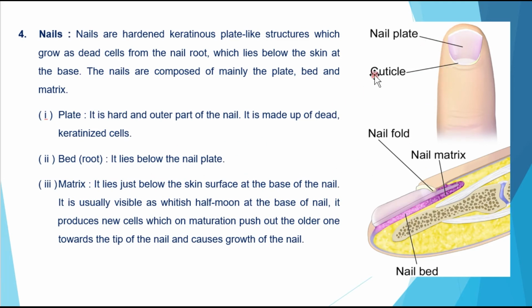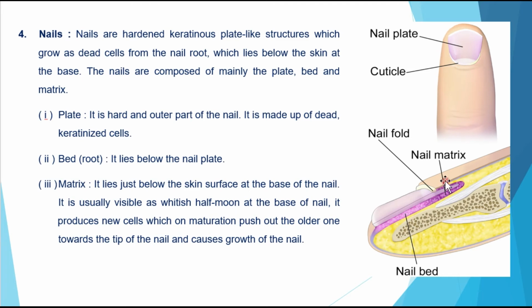Okay, the plate is the outermost, upper, hard part of the nail, which is made up of dead keratinized cells. Now the bed of the nail, the root bed, lies below the nail plate. This is the nail bed, as you can see, which lies close to the muscles or tissues, and the matrix lies below the skin surface at the base of the nail.